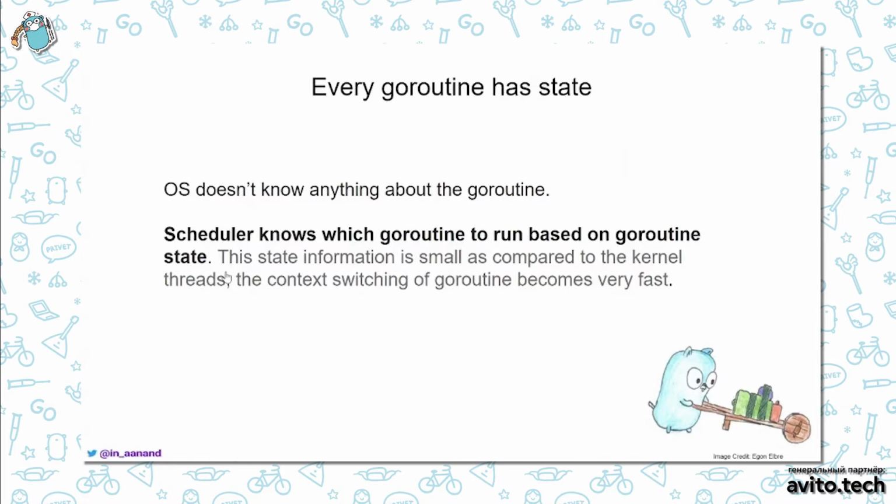But as the operating system does not know anything about the goroutine, every goroutine has a state to help the scheduler know which goroutine to run based on the goroutine state. The state information is small compared to the kernel thread, and so the context switching of goroutines becomes very fast.